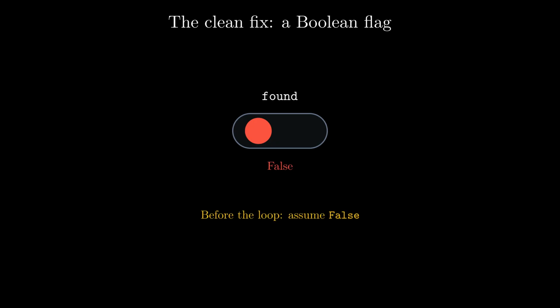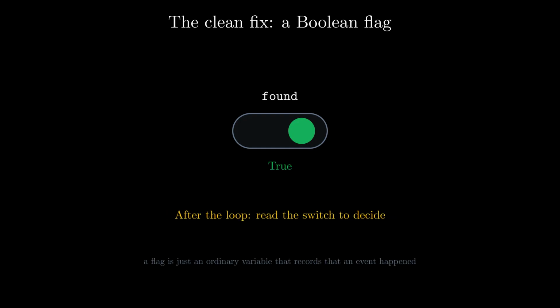The clean fix is a Boolean flag. A Boolean is a variable in one of 2 states, true or false. The idea: before the loop, assume the number isn't found, so set a variable to false. Inside the loop, the one place where we truly know we found it is when i is equal to secret. So right there, flip the flag to true. Then, only after the loop has finished, look at the flag to decide what to report.